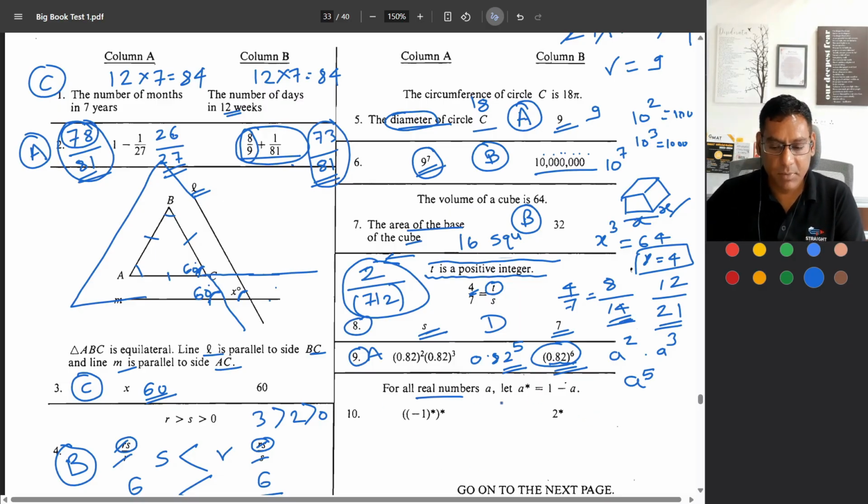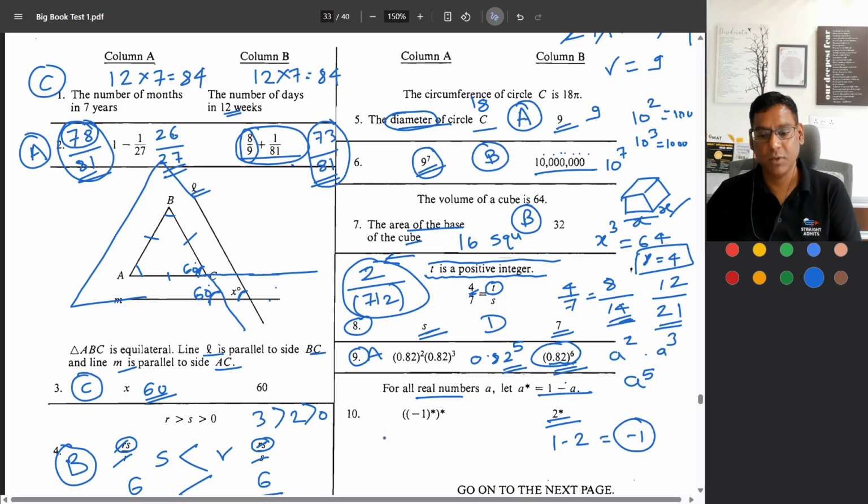For all real numbers A, let A star equal to 1 minus A. Okay, it's some kind of a function. Let's do 2 star, that seems easy. 2 star is 1 minus 2, which is equal to minus 1. So what I have here is minus 1 star. Okay, so let's first find out minus 1 star. Minus 1 star is going to be 1 minus minus 1, which is 1 plus 1, 2.